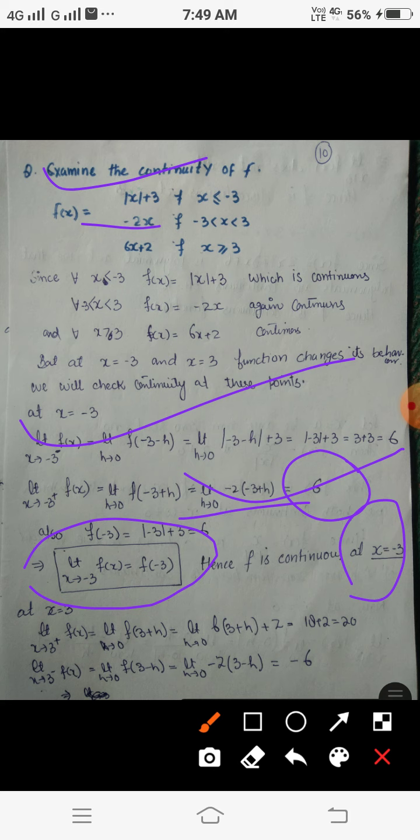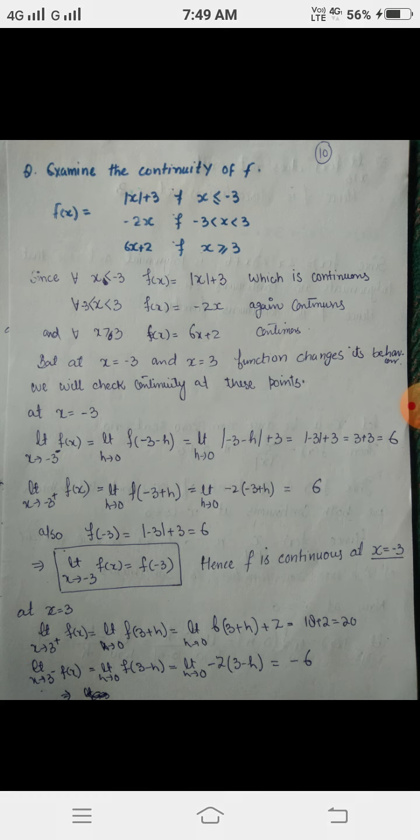Now at x equals to 3, here limit x tends to 3 positive, f of x is limit h tends to 0, f of 3 plus h. Now 3 plus h is a point which is greater than 3. For all the points which are greater or equal to 3, f of x is defined by 6x plus 2. So we have to put x as 3 plus h, which is limit h tends to 0, 6 of 3 plus h plus 2, which is simply 20.